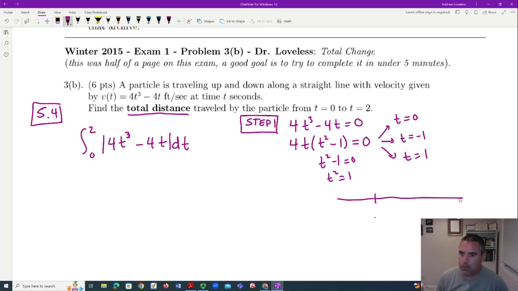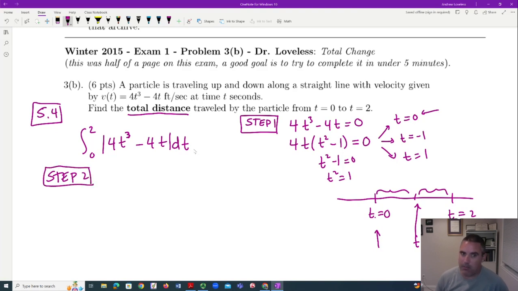So if you were to give a timeline, the question's asking what happened between time 0 and time 2. So this solution is actually right at an endpoint, so I'd have nothing to split up. But there is one of these that's in between, which is 1. So I need to figure out what's happening from 0 to 1 and from 1 to 2, and I need to integrate those separately. So step 2 is to split it up.